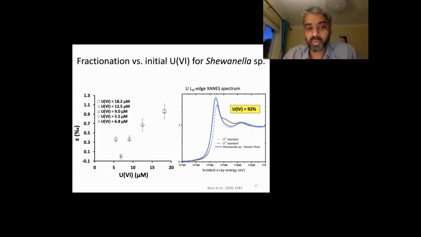So we did find a large variation for this one strain. And it seems like that the fractionation factor that's on y-axis and initial uranium concentration in the experiments on x-axis, the fractionation is dependent on the initial uranium concentration. Now, this is not really very intuitive. So we wanted to make sure that what we are seeing is really reduction, and we did some XANES work on the reaction products at Argonne National Lab, and that told us that, well, the uranium products are more than 90% uranium-4. So that's good news. We're seeing reaction.